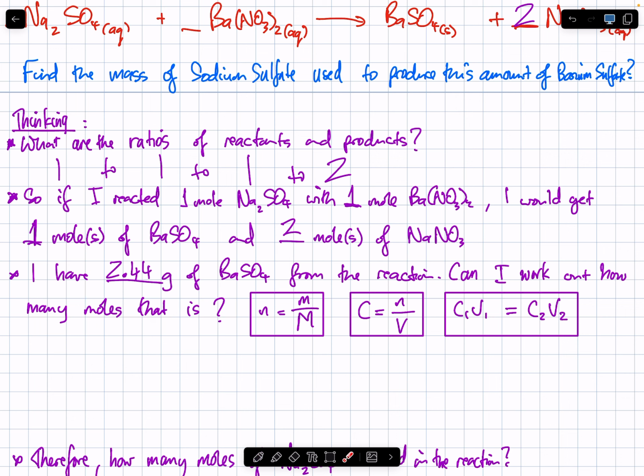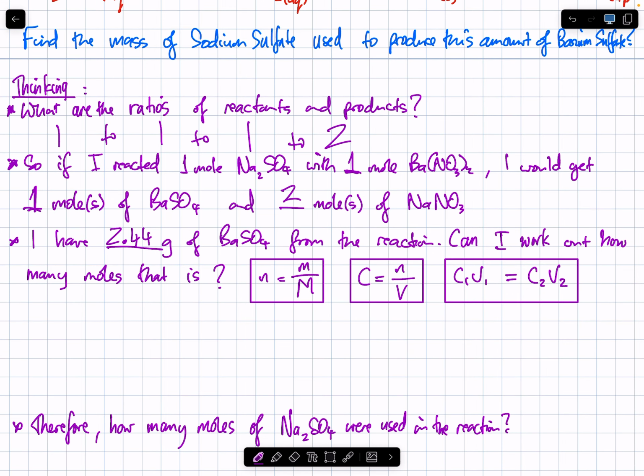Which formula would I use? Would I use the concentration volume formula? Would I use this? Good. You're getting in now. We have a toolbox. I have the number of moles. Number of moles, N, is equal to the mass. Do I know the mass of that barium sulfate that I got? 2.44.